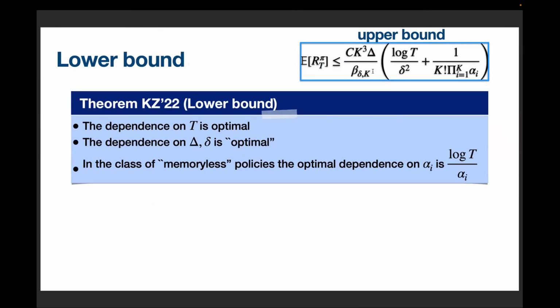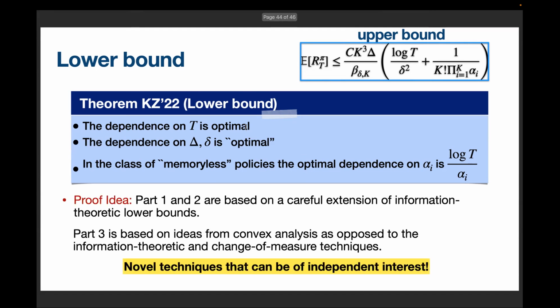Now, here's the upper bound, and the paper provides several interesting lower bounds to match it. Here is a summary of some of those lower bounds. The dependence on t is optimal, so this log t dependence is optimal. The dependence on delta is optimal, and the dependence on alpha here is constant. If you consider the class of memoryless policies, the dependence on alpha is going to become first order. So there is some interesting contrast between the policy that this paper proposes and the class of memoryless policies as well. One thing I want to highlight again is that in terms of proof techniques for the lower bound, there are several novel techniques that can be of independent interest. There are information theoretic and change of measure techniques, but on top of that, there are super interesting ideas from convex analysis as well.